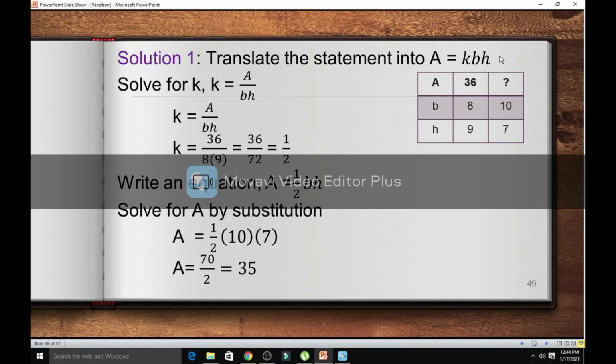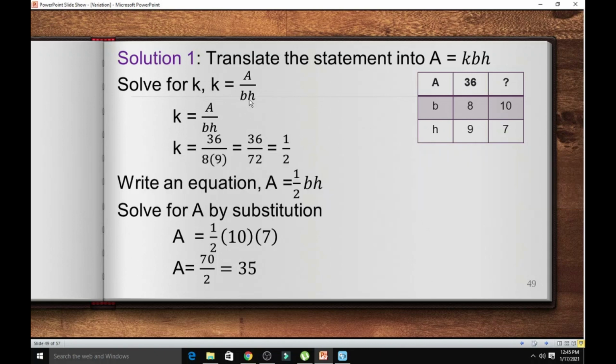So, from this equation, we will solve for K. So, paano ba natin isosolve si K? So, kung ano yung kasama ni K, ilalagay natin sa denominator at yung letter or variable on the left side of the equation ay sa numerator. So, ang equation for K natin is K is equal to A over BH.